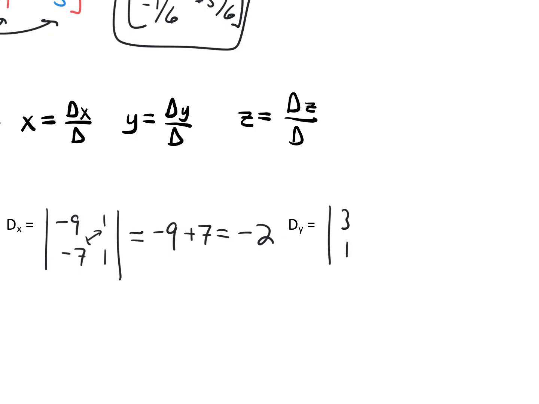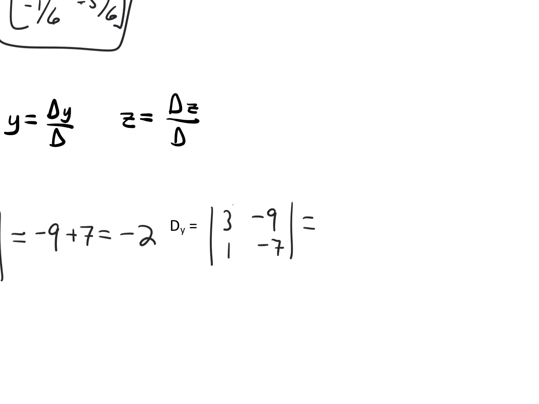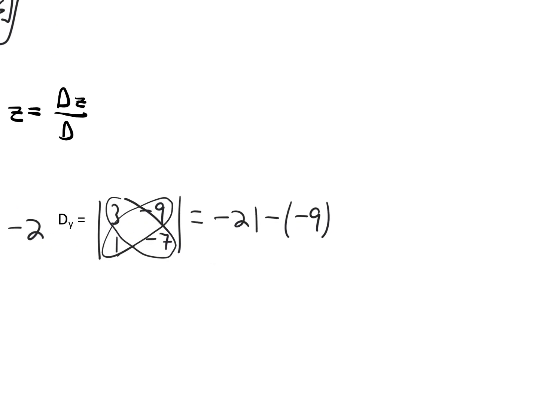Dy, we're going to do the same thing. We're just going to replace the y column with -9 and -7, leaving the x column the same. So it looks something like this, and we want to find this determinant. Again, doing the majors, we're going to do 3 times -7, so -21, minus the minors, which is going to get you -9. So you're adding those, and it's going to be -12.